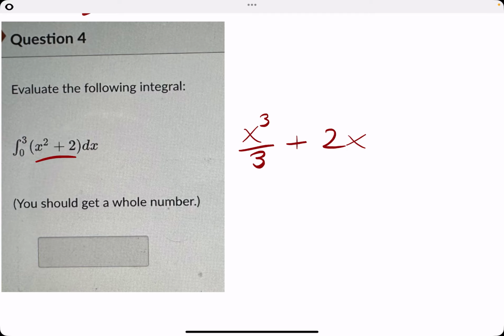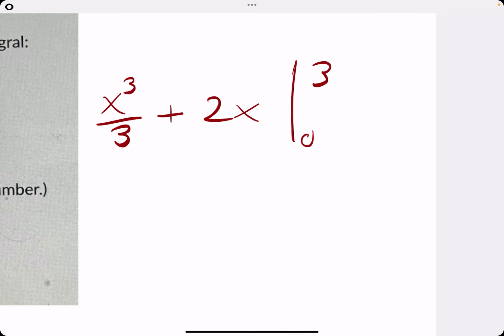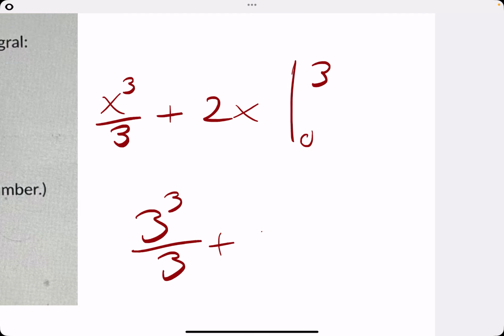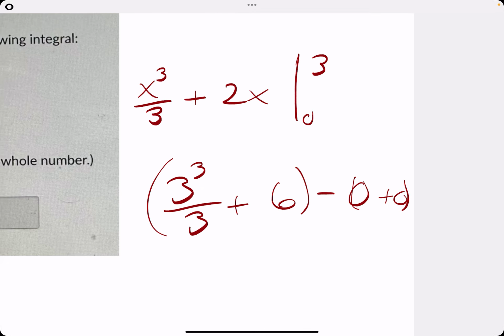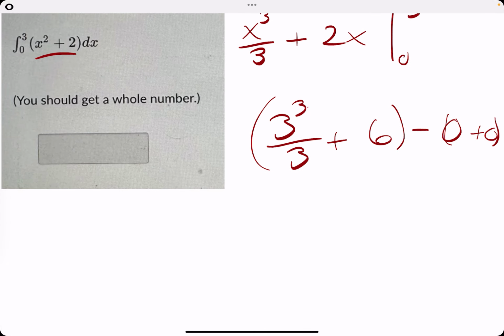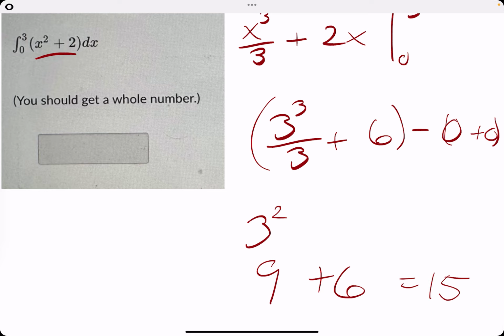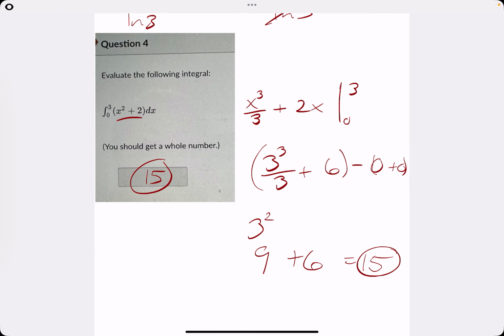Constant goes to the constant times x. Evaluate this from 0 to 3. Plug in the 3, plug in the 0. If we plug in the 3, we get 3 cubed over 3 plus 2 times 3, so 6. And then plug in the 0, you get 0 plus 0. So we have the 3 evaluation minus the 0 evaluation. We get 3 cubed over 3 is just 3 squared, or 9, plus 6. That's 15. That's our whole number answer.